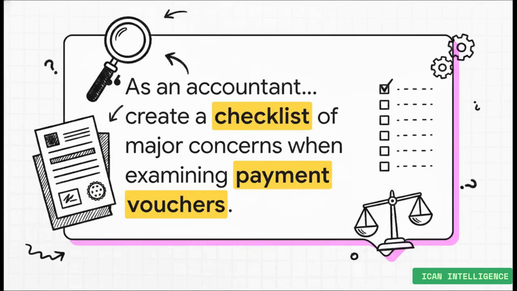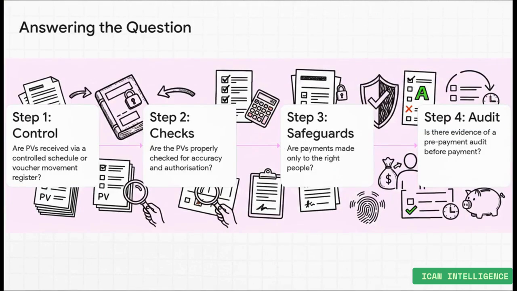So, here's the scenario. Notice the role they've put you in, an accountant in the Treasury Control Unit. And your task is to create a checklist of major concerns when you're examining payment vouchers. See, the examiner isn't just asking you to define a payment voucher. They're testing your ability to apply the principles of control and audit in a real-world, practical scenario. Here is exactly how you structure a high-scoring answer.